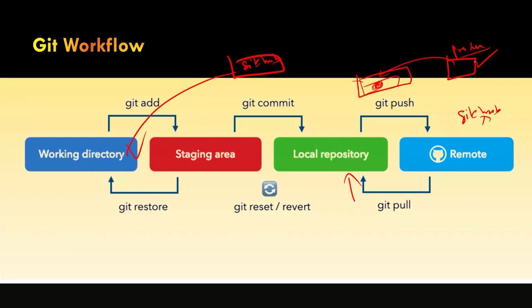So you don't make any changes in your production system itself. You have a development environment with its own repository. You make changes there, and once everything is done, you push it to the remote, which could be your production system also.